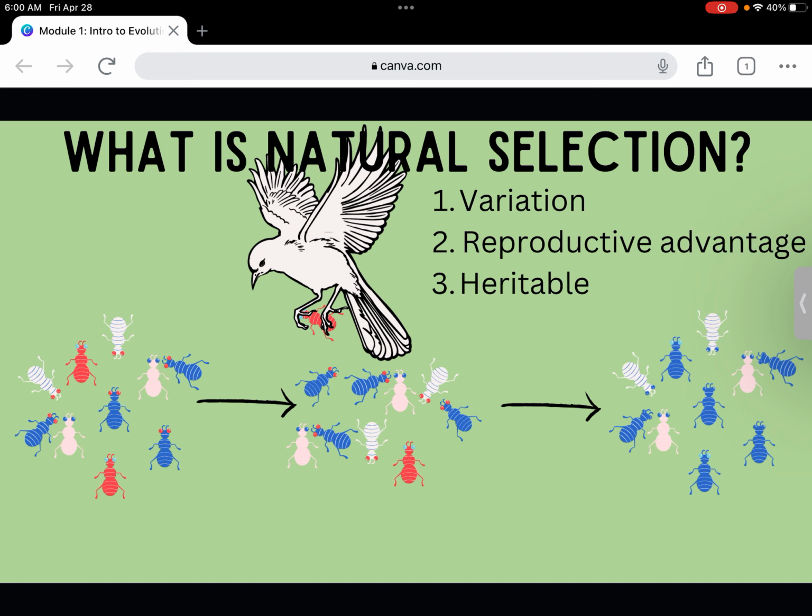When this variation is heritable, meaning it can be passed from one generation to the next, we end up with a population that has none of the tasty red bugs and a majority blue and white bugs. This changes the population over time, and what we call this is natural selection.